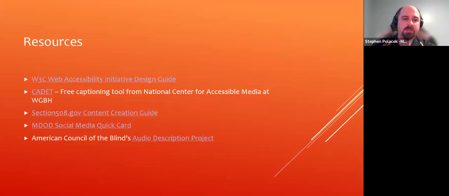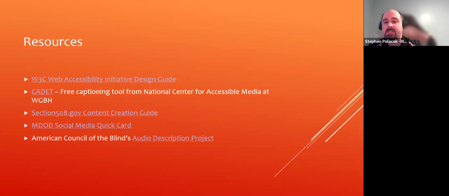So finally, we have some resources available to you guys. W3C has a design guide at their Web Accessibility Initiative. That design guide goes through a lot of what we talked about today, and goes into some more detail about specifics for publications and video and such.